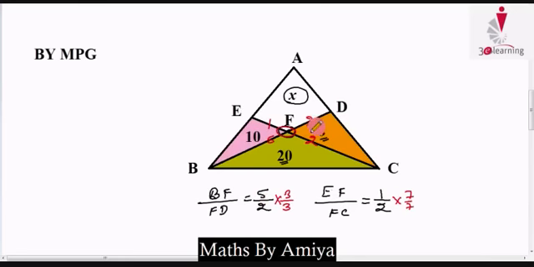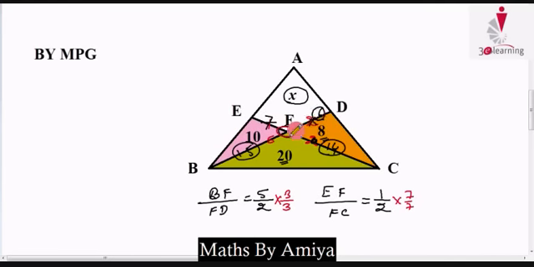So we can say EF upon FC would be 7 upon 14. So make it 7, convert this into 14. BF is nothing but 15. So this weight is 15. FD is 6. So this weight is 6, or the ratio is 6.